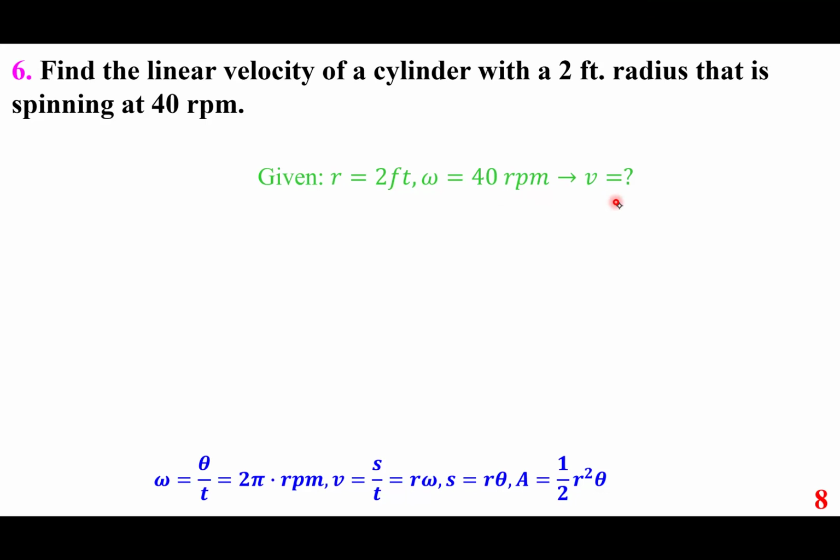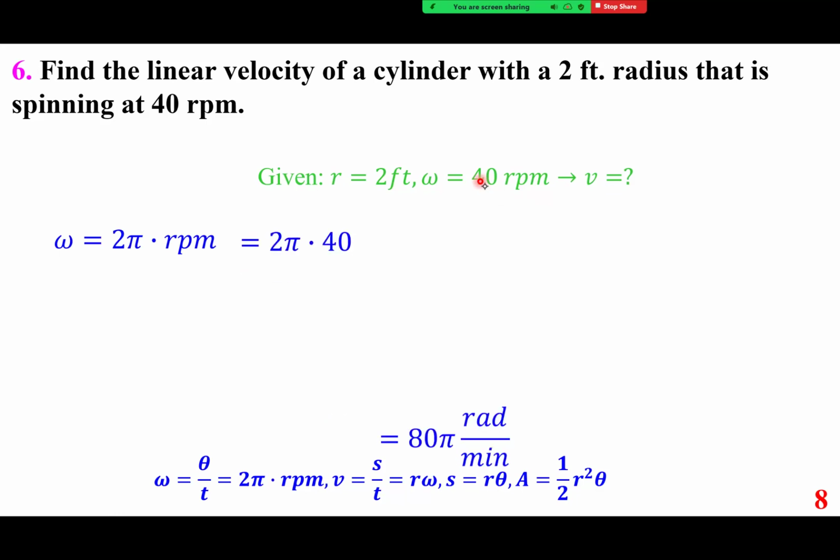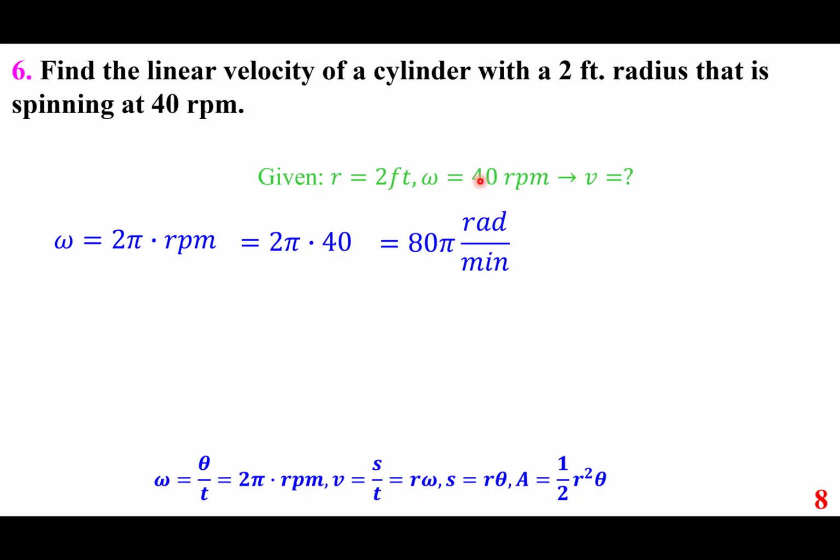So plug in. We know first and foremost, omega is 2 pi times RPM, RPS, you name it. So 2 pi times 40 makes it 80 pi radians per minute. So the reason you change it, one revolution, a complete revolution is 2 pi radians because you want to go with the radians. That's why.